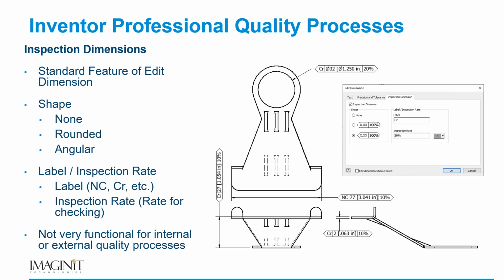The problem with this methodology, and it's always been a problem, is it's not very functional for that collaborative effort. It's not very functional for internal or external quality processes to your teams. So with this, you're going to create a drawing in Inventor, and then you're going to save it as a PDF, or you're going to print it out, and it's going to become a piece of paper that travels around with a work order, or maybe gets put in a QC binder.